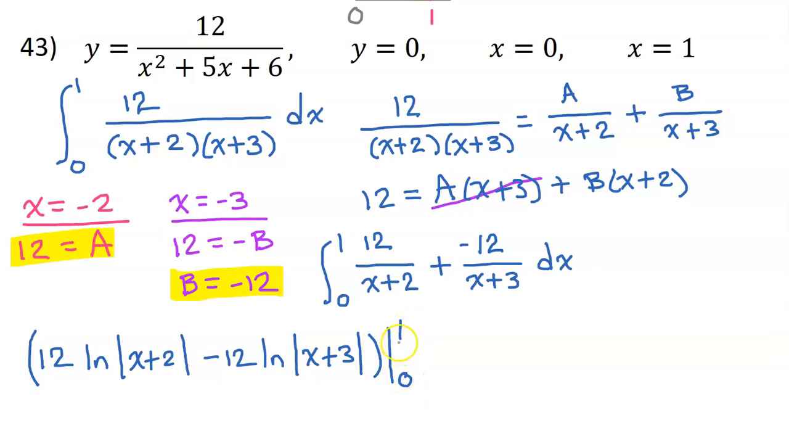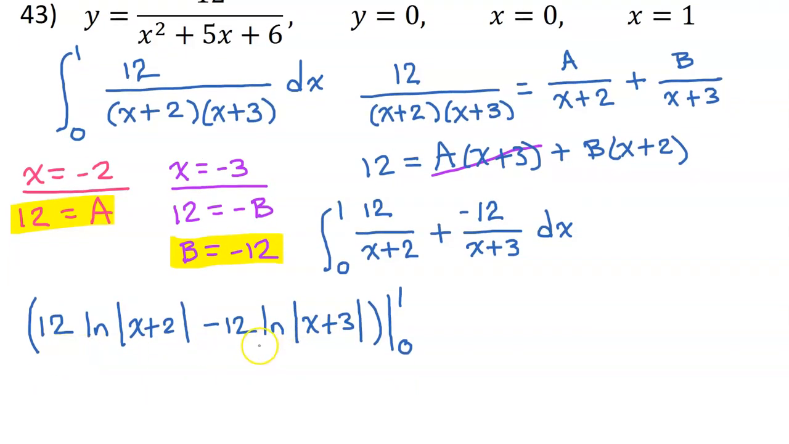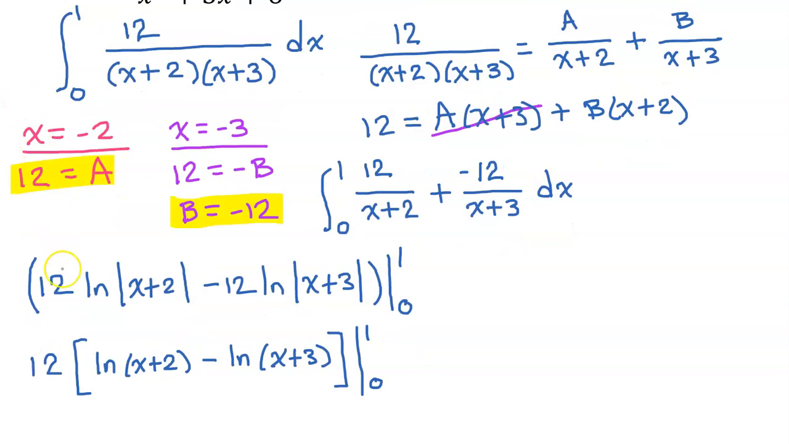Before we evaluate, let's simplify this as much as we can. Remember that we are only dealing with the first quadrant, so these are going to be positive values of x. So we don't actually need the absolute value symbols going forward. Let's start by factoring out this 12. So now we have this. Let's use the properties of logarithms to simplify this a little further.